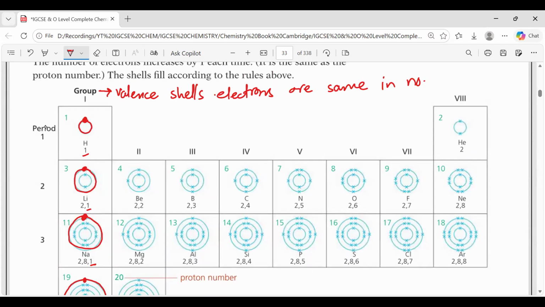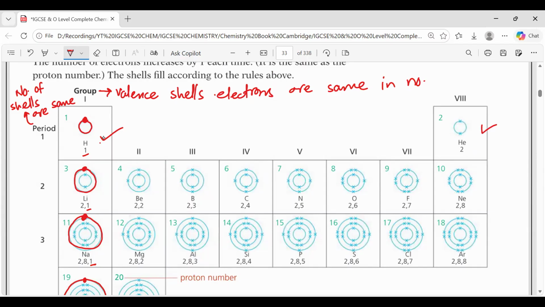When you see periods, you will see the number of shells. In the periods, the number of shells are the same. Number of shells, not number of electrons. For example, if I say period one, it means in period one there will be just one shell. You see hydrogen and helium.